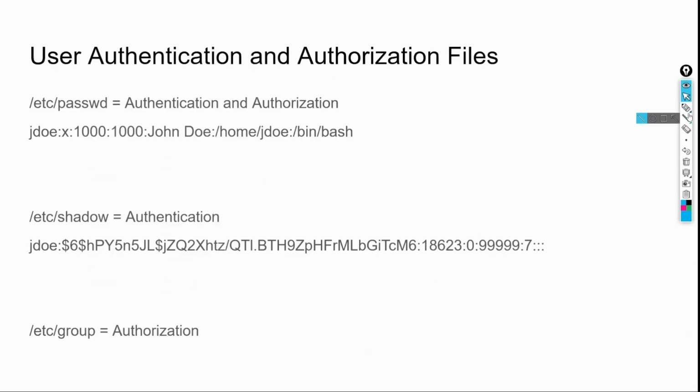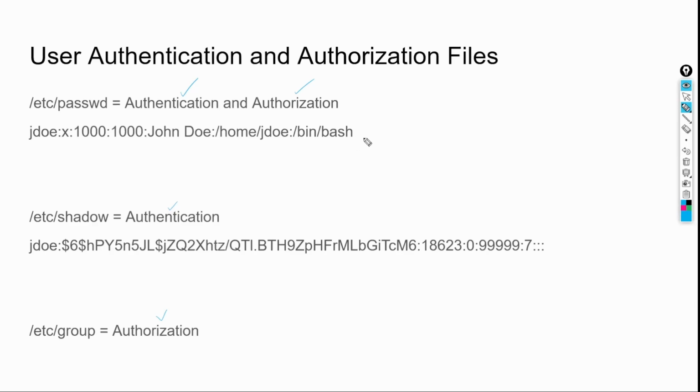Now, this slide you're definitely going to hate me for, but it's always fun to cover the Linux user authentication and authorization files. So starting with /etc/passwd, this is going to be used for both authentication and authorization. You'll notice that /etc/shadow is going to only be for authentication and /etc/group is only for authorization. So authentication is here, authorization is here and here. /etc/passwd is the only one that will do both functions.